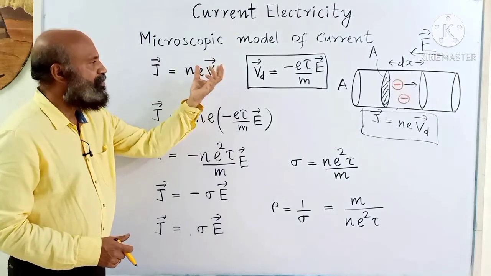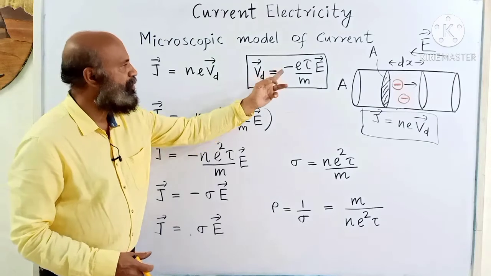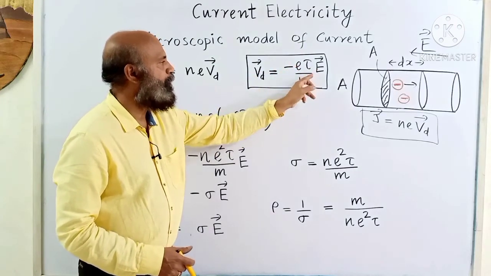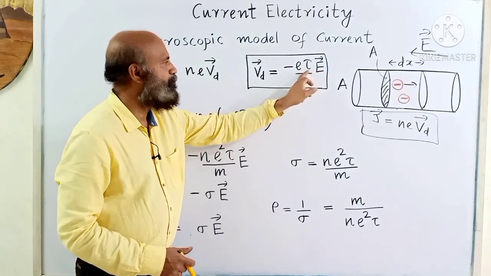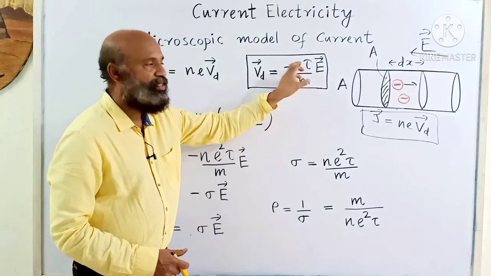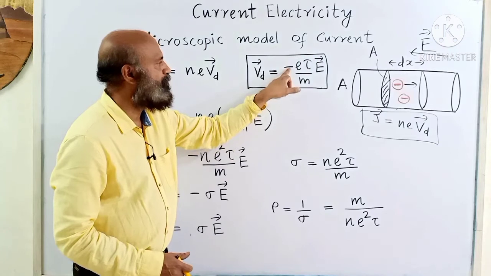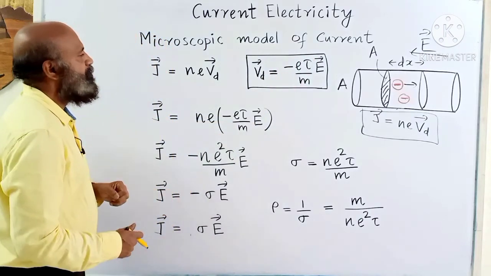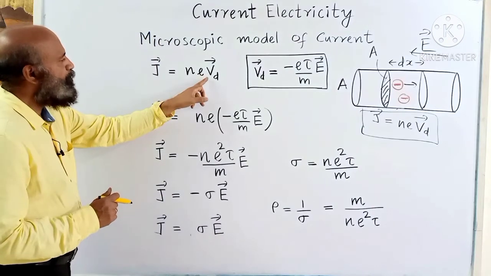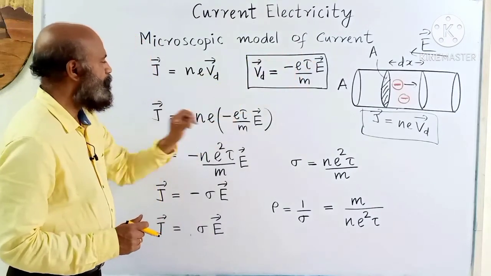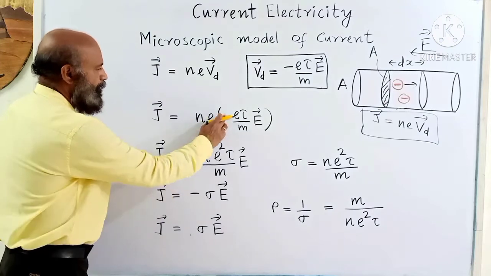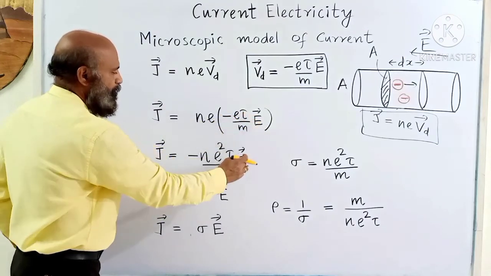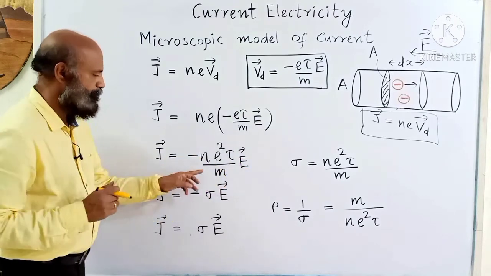Vd is the drift velocity. Drift velocity is eE by m times tau. eE by m is the acceleration. You multiply by the time, so it is the drift velocity. The charge of the electron is negative. That's why there is a negative sign. Now you substitute this Vd: J is equal to minus n e into e squared tau E vector by m.